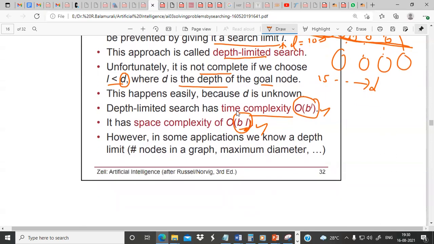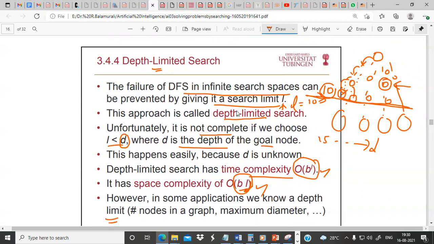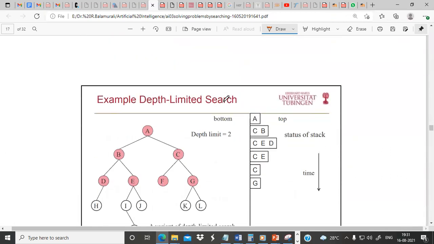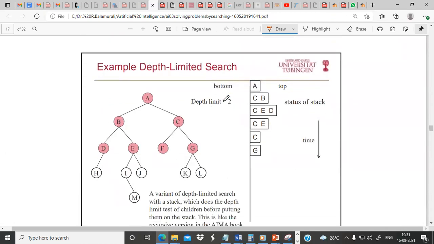But in some cases, we know the depth limit. We know that the solution is probably available at this particular depth. Then this algorithm will be useful. So there is an improved version of depth limited search. Before going for that, this is an example for the depth limited search.